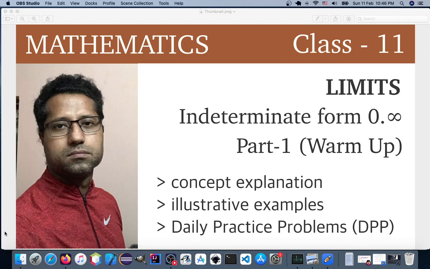In this video, I will explain how to find limits of the indeterminate form 0 into infinity. I will start with the theoretical concept and then demonstrate the concept through some illustrative examples. And finally, I prepared a set of practice problems which you can solve in your free time. So let's get started.